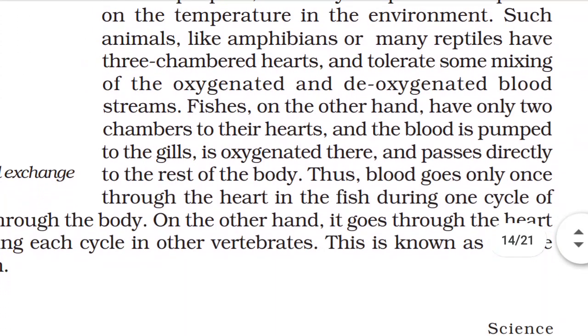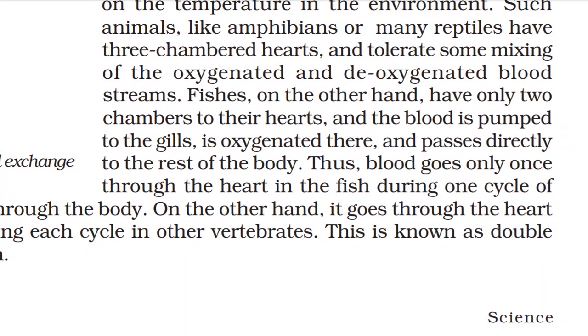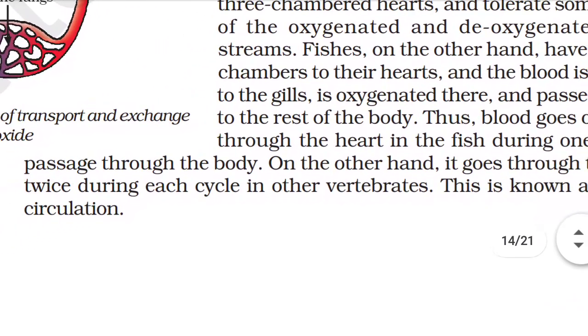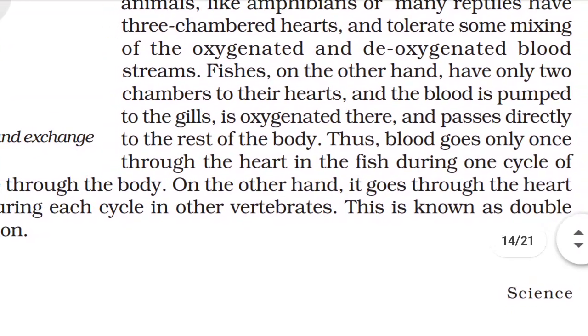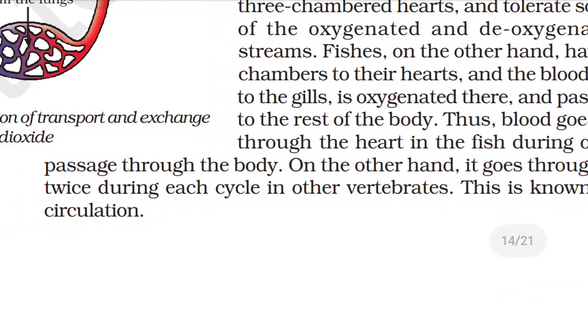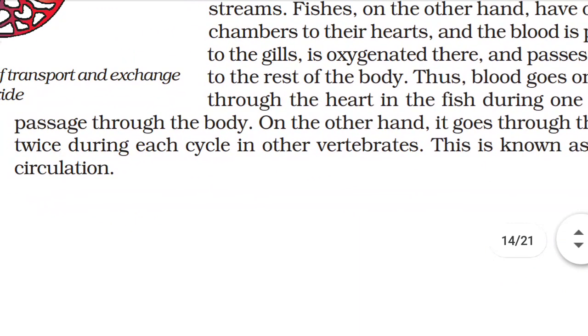Fishes, on the other hand, have only two chambers to their hearts, and the blood is pumped to the gills, is oxygenated there, and passes directly to the rest of the body. Thus, blood goes only once through the heart in the fish during one cycle passage through the body. On the other hand, it goes through the heart twice during each cycle in other vertebrates. This is known as double circulation.